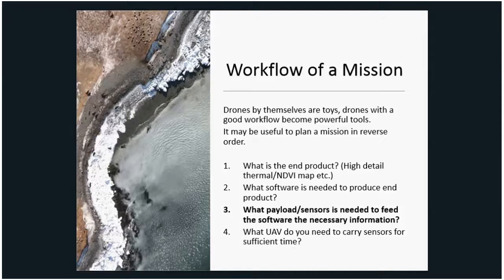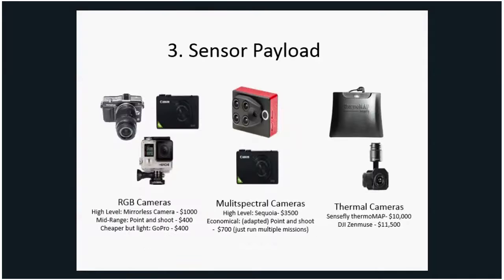So I would like to perhaps go over some of the different sensors you can use. Now, in terms of RGB cameras, the top end are mirrorless cameras and DSLR cameras. They can get sub-centimeter pixel resolution, and then you can step back in quality a little bit for better ease of use and perhaps a little bit of price point, and look at perhaps the mid-range point and shoots or GoPros.